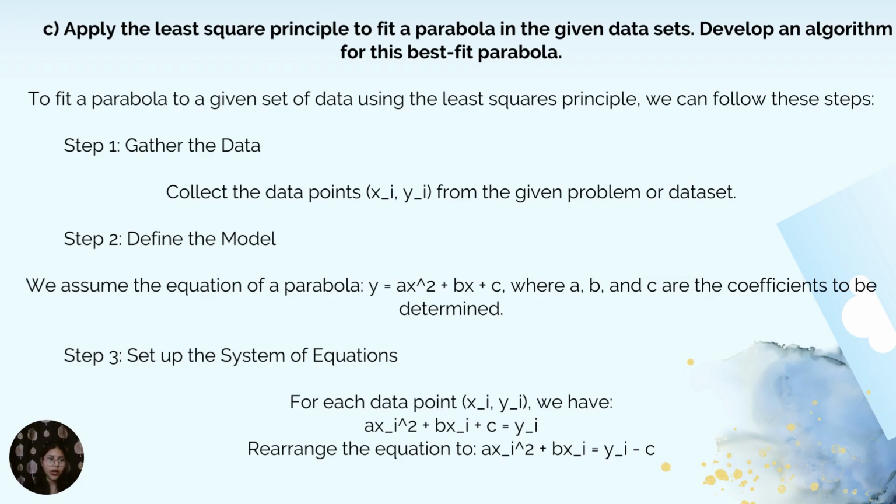Step 2. Define the model. We assume the equation of a parabola y is equal to ax square plus bx plus c, where a, b, and c are the coefficients to be determined. Step 3. Set up the system of equations. For each data point xi, yi, we have a xi square plus b xi plus c is equal to yi. Rearrange the equation to a xi square plus b xi is equal to yi minus c.